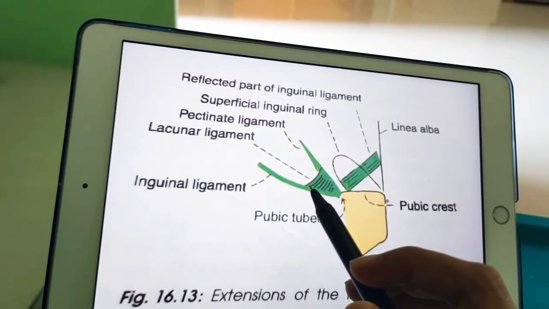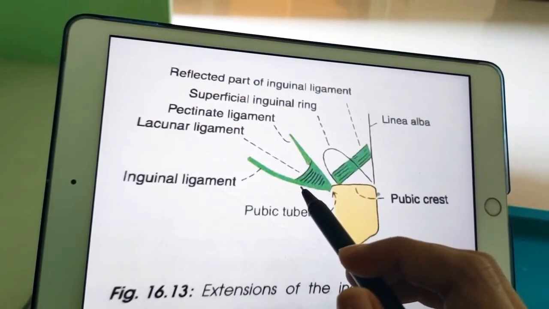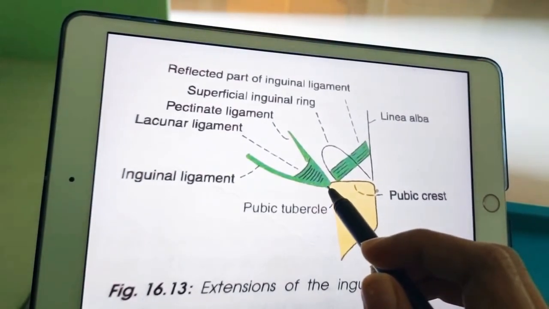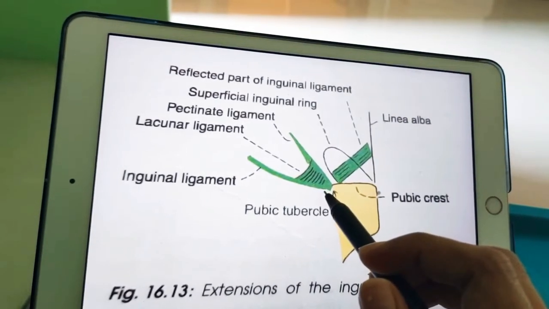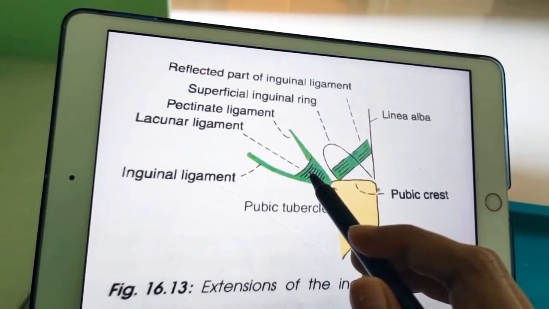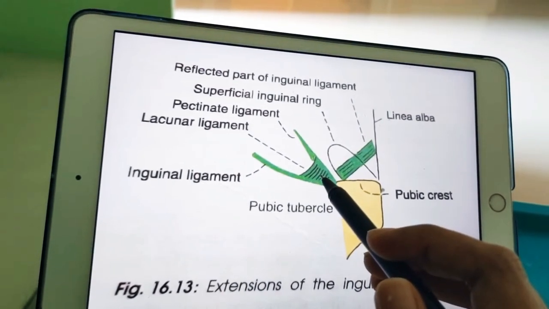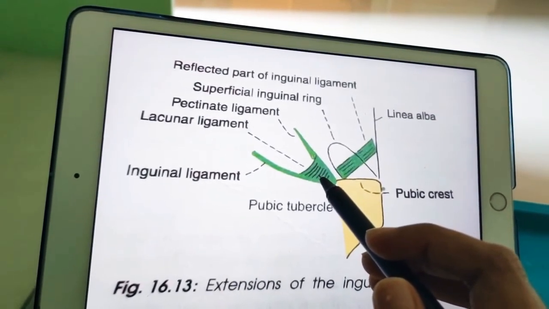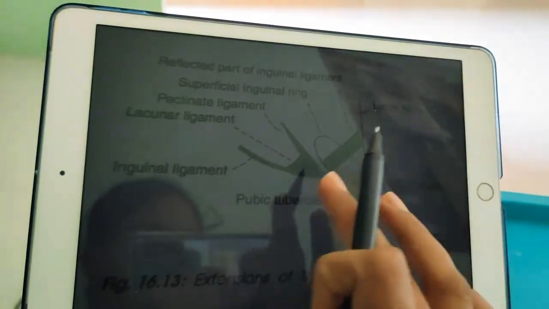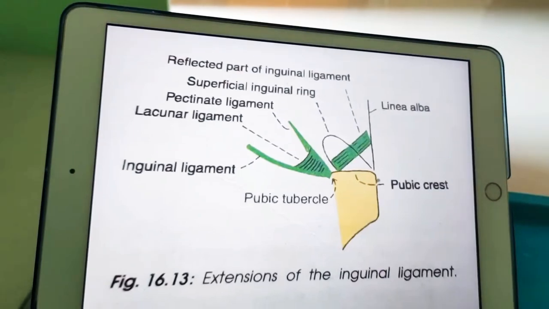And next it is horizontal in position and supports the spermatic cord, and the apex is attached to pubic tubercle. The apex, you can see, it is attached to the pubic tubercle, and the base is directed laterally. This is the base, it is directed laterally. And next it forms a medial boundary of femoral ring. And next it is reinforced by pectineal fascia and by fibers from linea alba. So you can see linea alba. So these fibers are reinforcing our lacunar ligament.